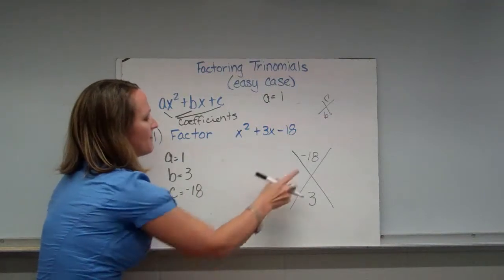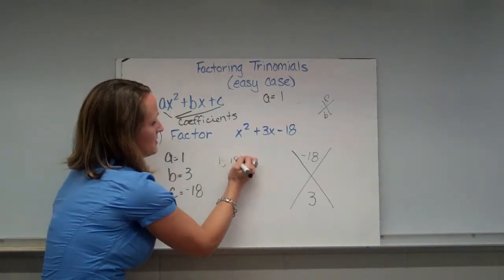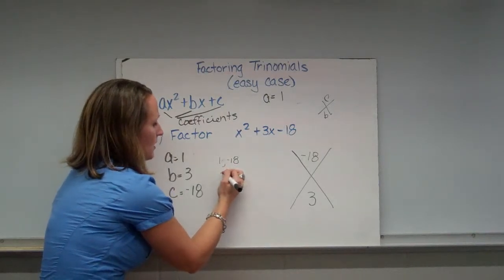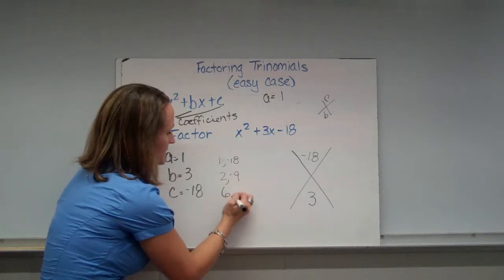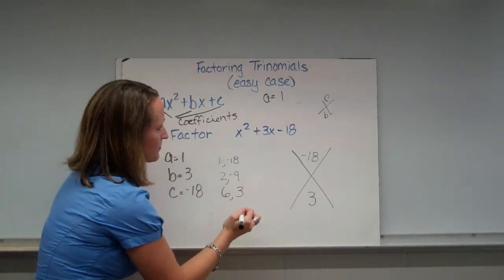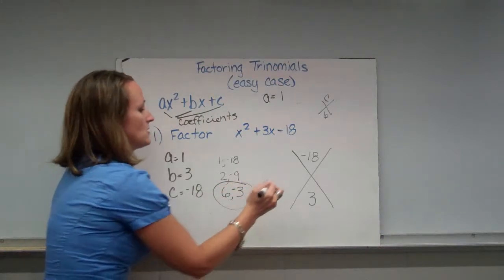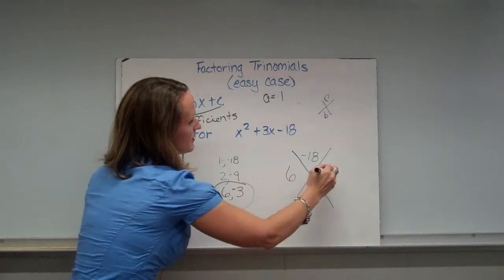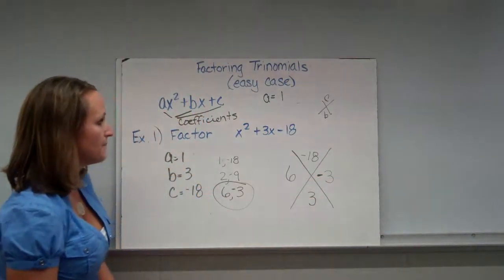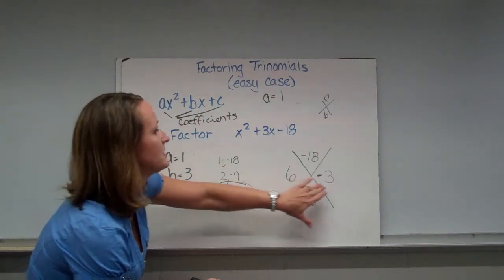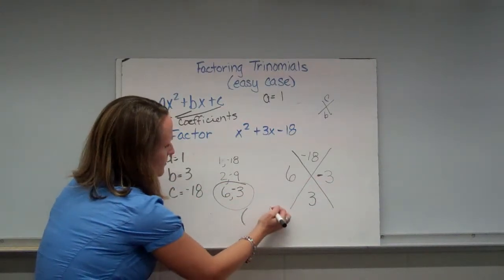So let's see. Factors of negative 18. We have 1 and 18. That won't work. 2 and 9. That won't work. How about 6 and 3? One of them has to be negative. This one works. So I'm going to put 6 here and 3 here. All right. So now I have these two values. So then I'm going to go back and write them in my factored form.